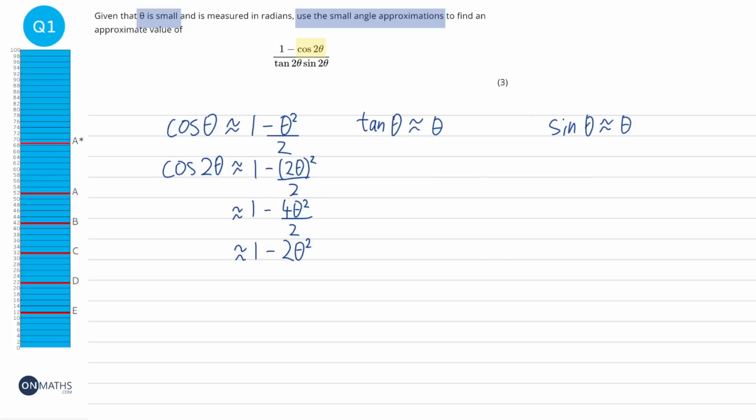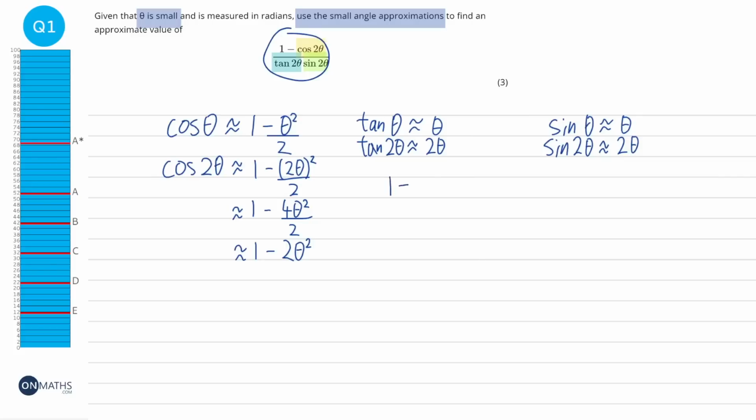Next we've got tan 2 theta. So instead of tan theta, we've got tan 2 theta, so that's going to be roughly the same as just 2 theta. And finally we've got a sine 2 theta, which is also going to be roughly the same as just 2 theta. So the next thing we're going to do is just write this out, but instead of the cos 2 theta, we're going to write 1 minus 2 theta squared. Instead of the tan 2 theta, it's just 2 theta. Instead of the sine 2 theta, it's just going to be the 2 theta.